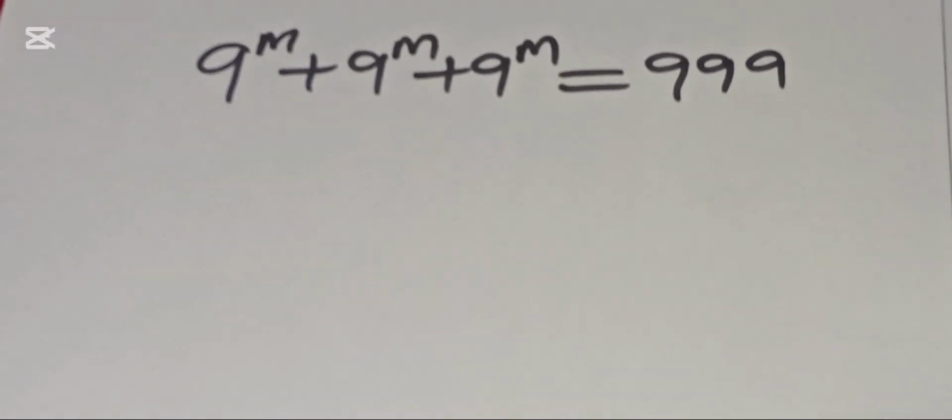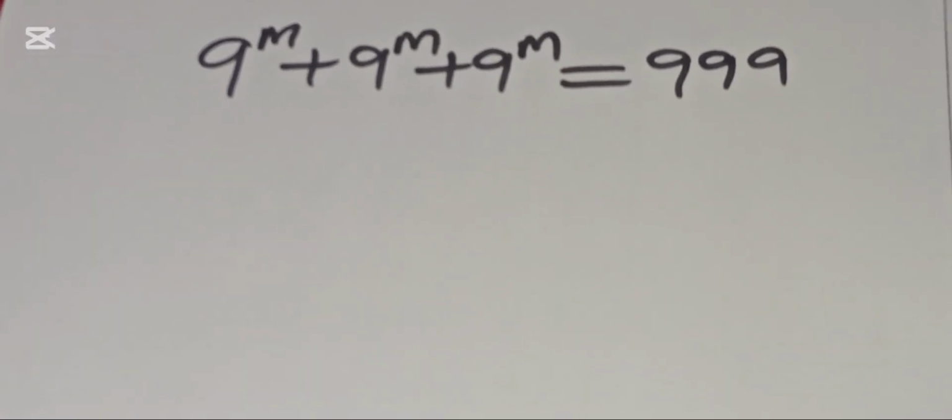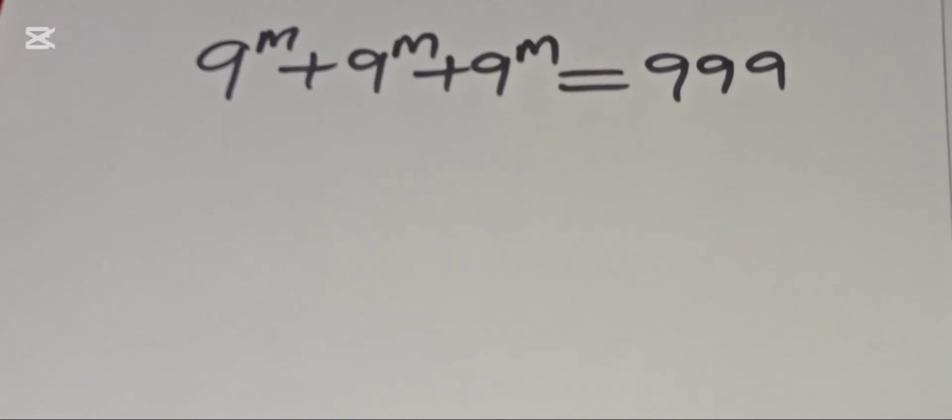Let's provide a solution given this nice exponential equation: 9 raised to power m plus 9 raised to power m plus 9 raised to power m is equal to 999. What is the value of m?